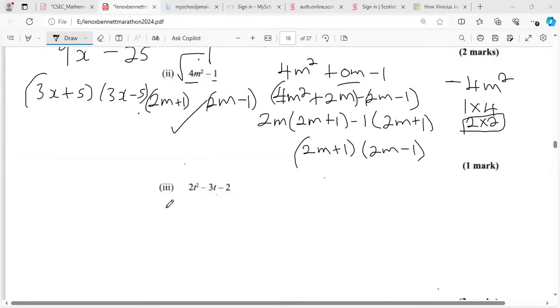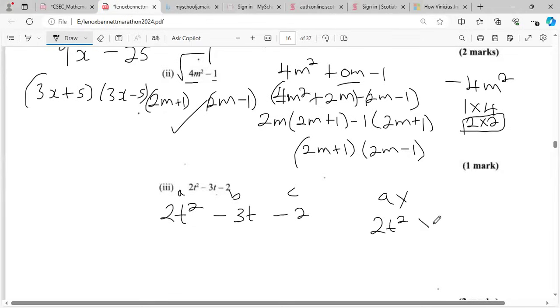Alright, so we factorize 2t squared minus 3t minus 2. Let me just rewrite it because I want to show you guys some stuff. Just do it step by step. Once you do it step by step, you can't go wrong. So you label it A, B, C, and you try to find the factors, right? You find the product first of all. So you multiply A times C, which is 2t squared times negative 2, which should give us negative 4t squared. Agree? Because negative times positive, 2 times 2.